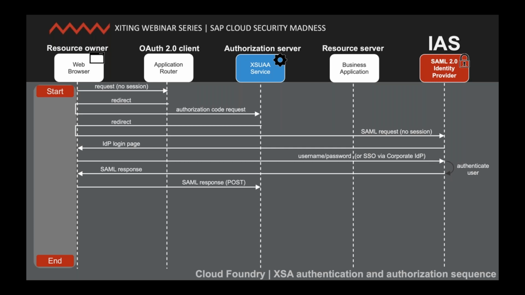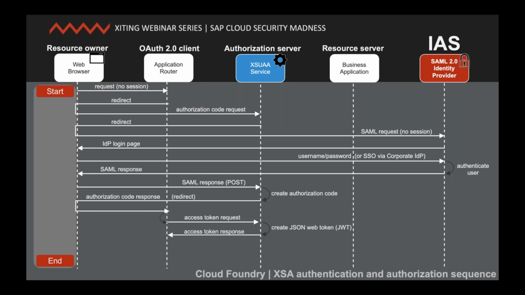That somehow authenticates the user, and it also determines the authorizations of that user. Of course, that SAML bearer contains the attributes, so the group information, everything that we have assigned in the IAS, like I showed before. And that assertion will be used to obtain the authorization code that will be redirected back to the router via the user agent. So now the application router requests the real JWT, the real access token, from the XSUAA. That assigns the access token and also redirects back.